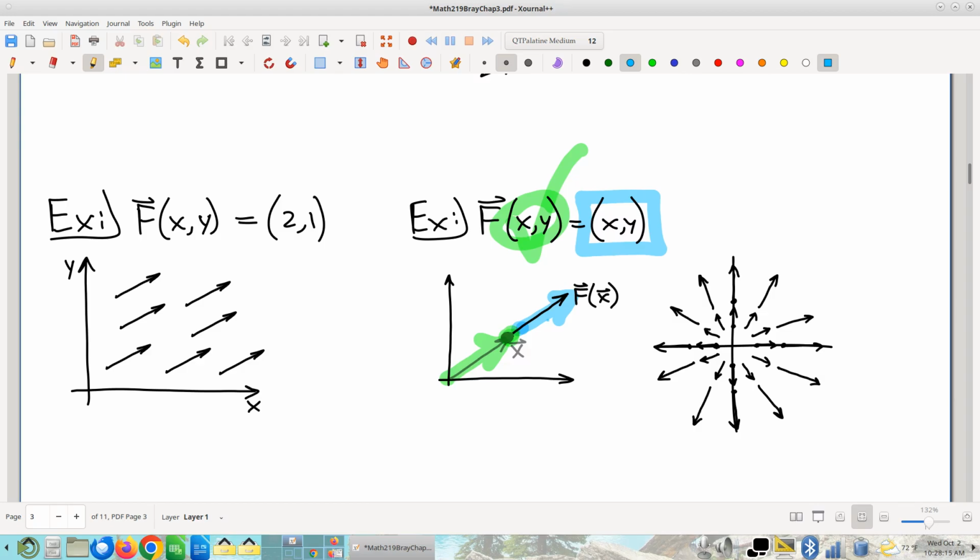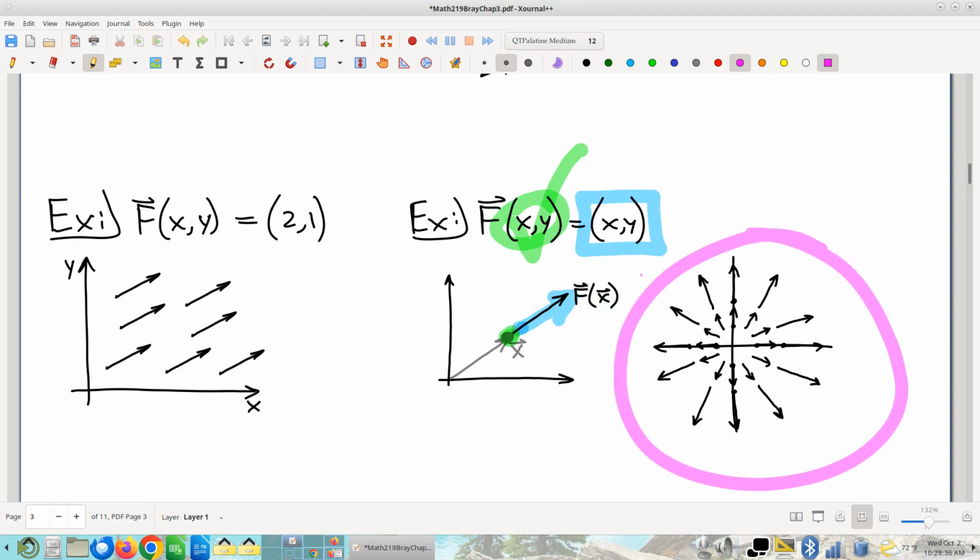Okay, so having made that observation, we'll look at this picture and notice that whatever point you happen to be looking at, the field vector points away from the origin, and the farther the point is from the origin, the longer that field vector is. And so with that interpretation in mind, you get a picture that looks kind of like this. Does that make sense to everybody? Everybody happy?